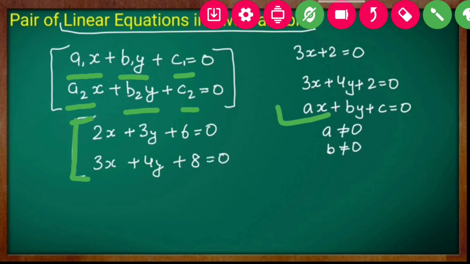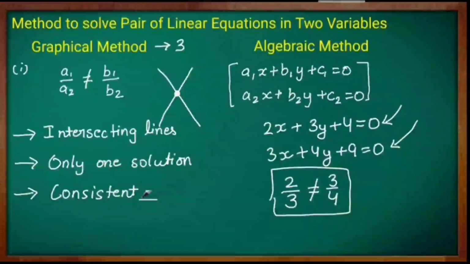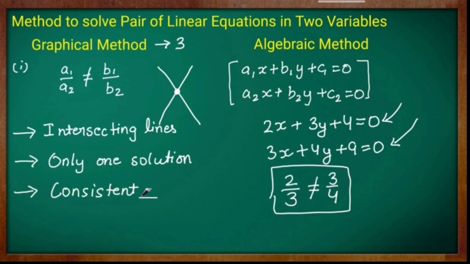If we find their solution, given two equations, 2x plus 3y plus c equals 0 and 3x plus 4y plus 8 equals 0, we compare both the equations. There are two methods to solve a pair of linear equations in two variables: the graphical method and the algebraic method. First we see the graphical method, which has three points.